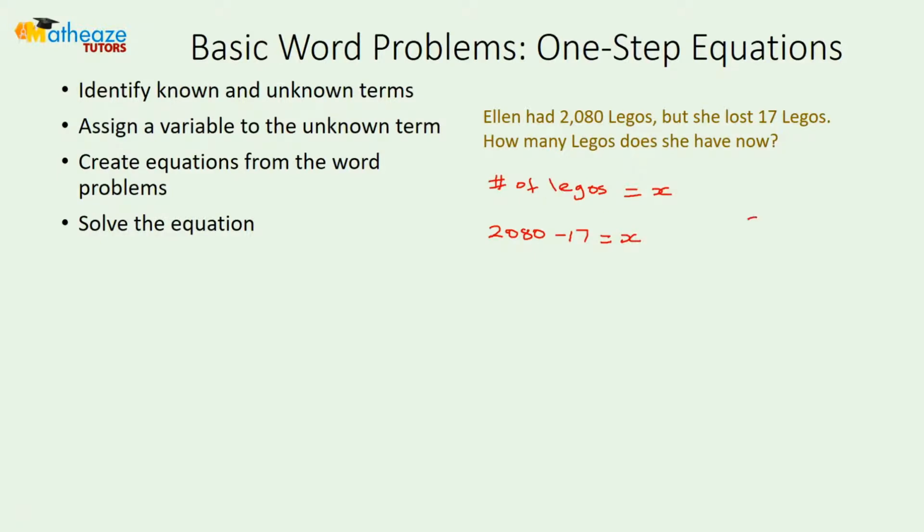When you walk through this, 2080 minus 17 should give you 2063. So x is now equal to 2063. So this means that Ellen has 2063 Legos.